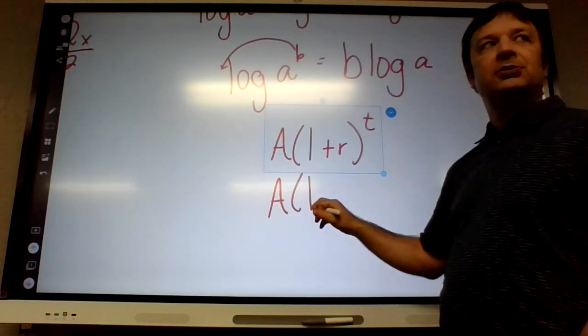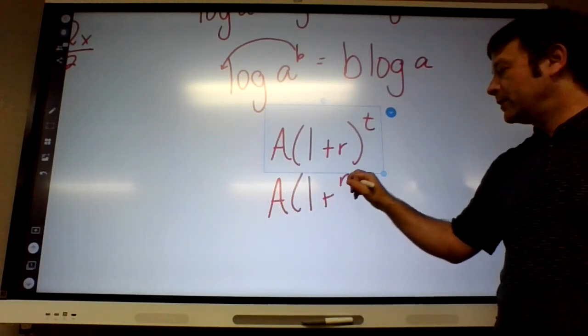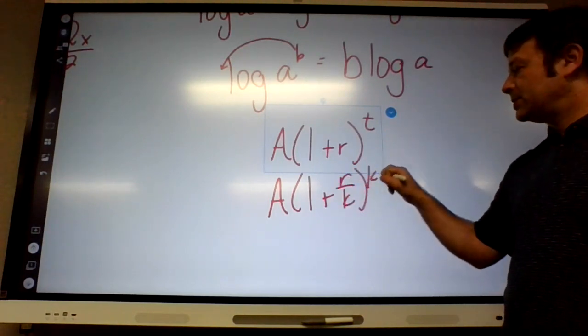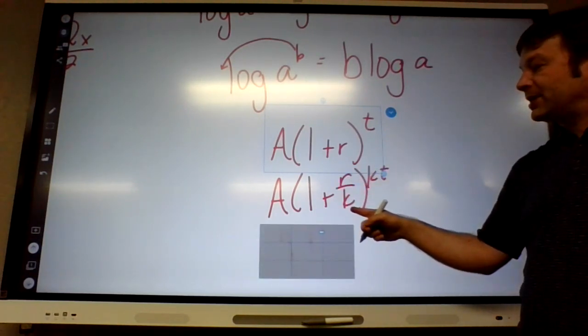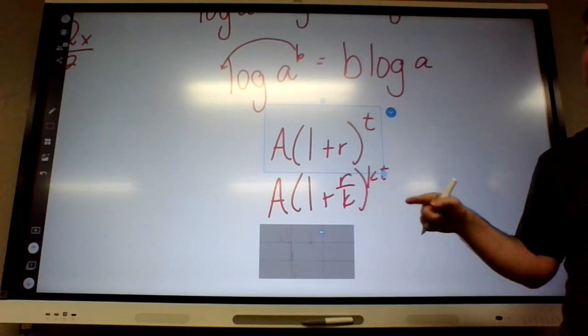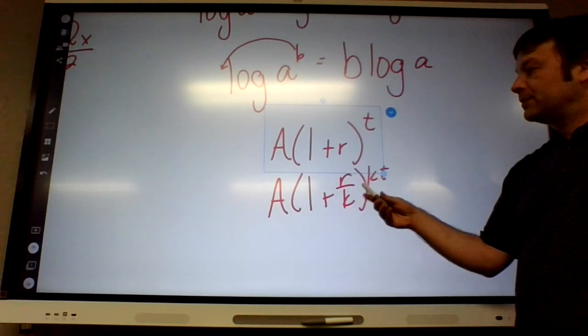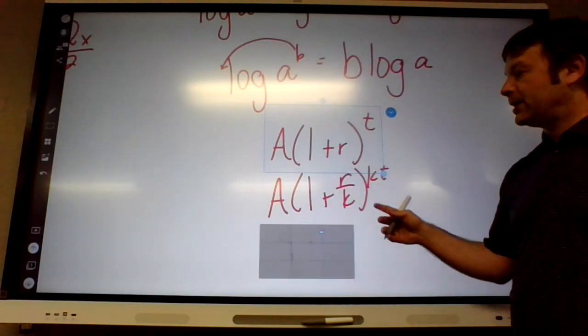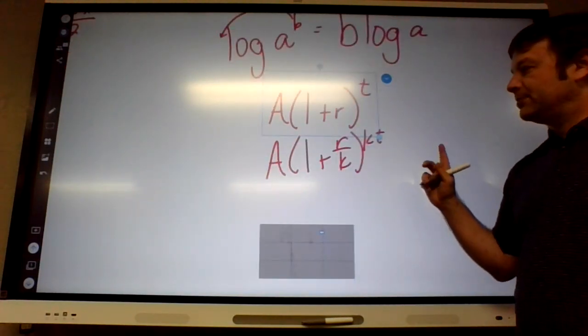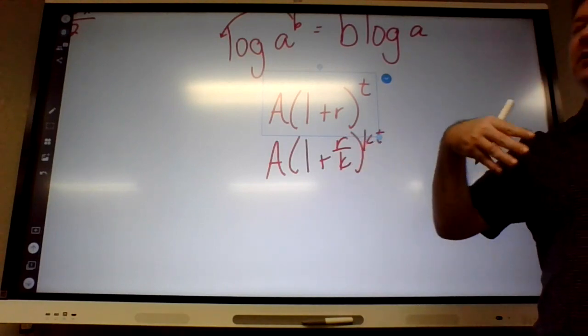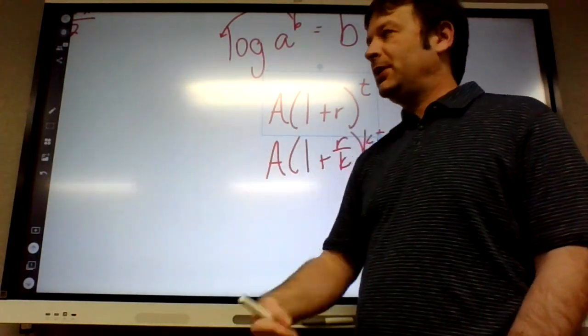How does that change it? It's r over k to the kt, where k stands for the number of times you would get paid in a year. Like if it's monthly, k would be 12. Daily, 365. All right. So compound interest means you don't get paid at the end of the year. You get paid every whatever day or month.